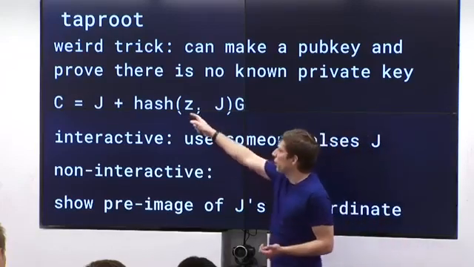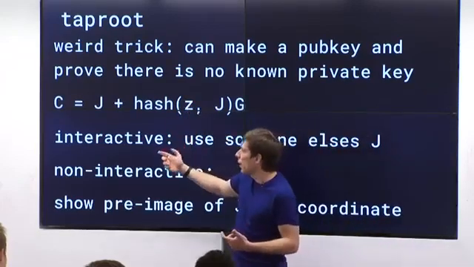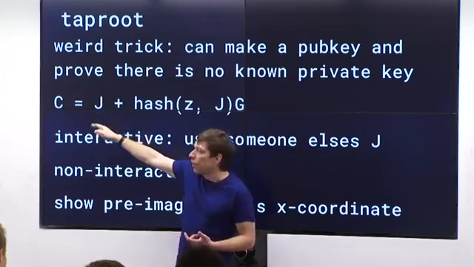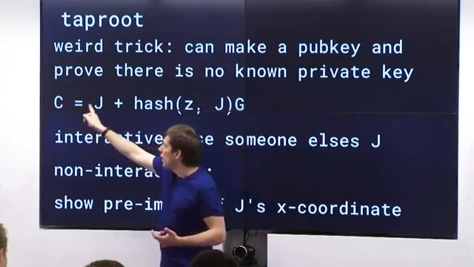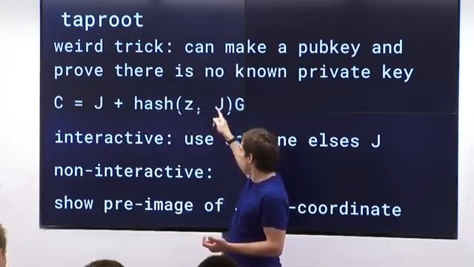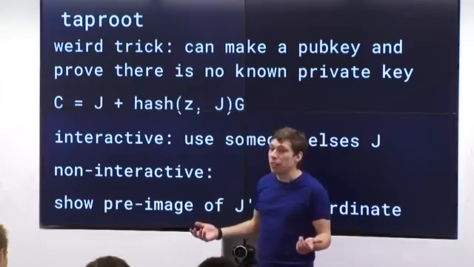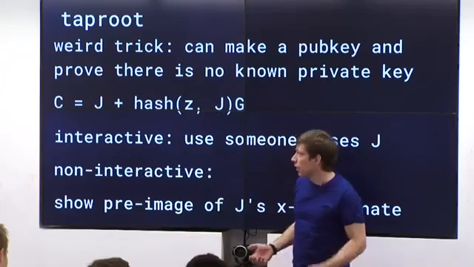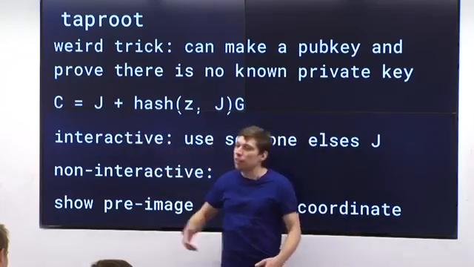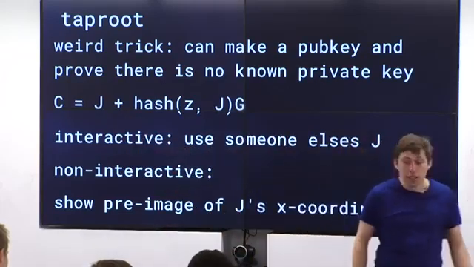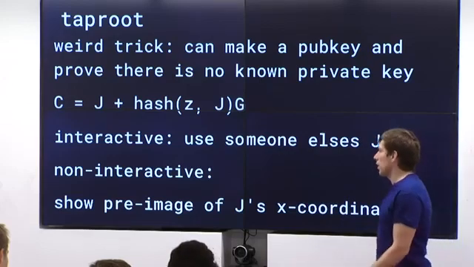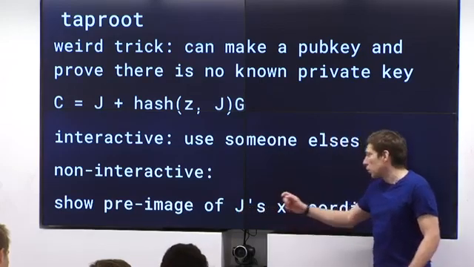If I'm sending to a script that involves someone else, I say, hey, can you come up with a key J? I'm going to compute a key C that's J plus the hash of the script, comma J, times G. And then I can prove that to you after the fact, and you can say, okay, I know it's my key. So interactively, I can show that it's someone else's key. Non-interactively, I can just say, look, I know the preimage of the x-coordinate of J.